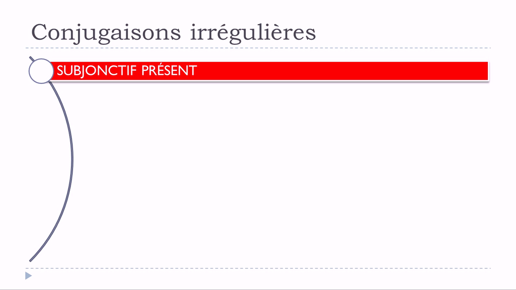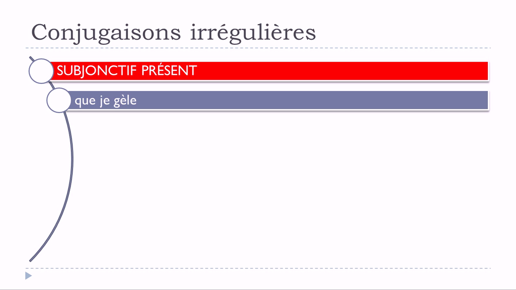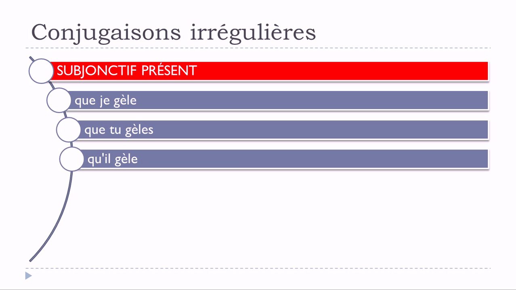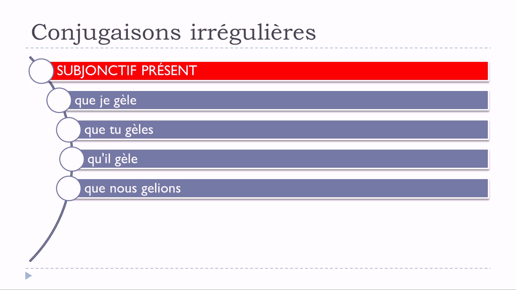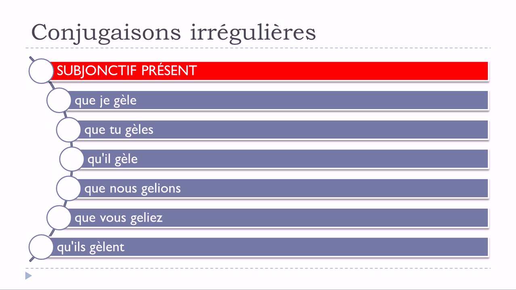For the subjonctif présent now, it will go like que je gèle, que tu gèles, qu'il gèle, que nous gelions, que vous geliez, qu'ils gèlent. The modification will concern je, tu, il, and ils in the plural form. For nous and vous, you don't modify it, you just keep it like that and put the normal endings for the subjonctif présent. So que je gèle, que tu gèles, qu'il gèle, and qu'ils gèlent.